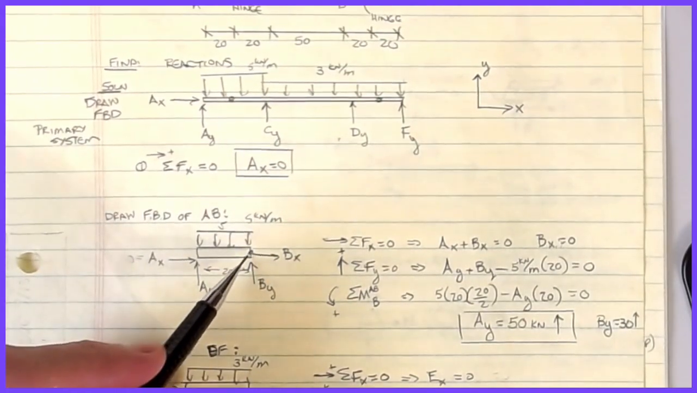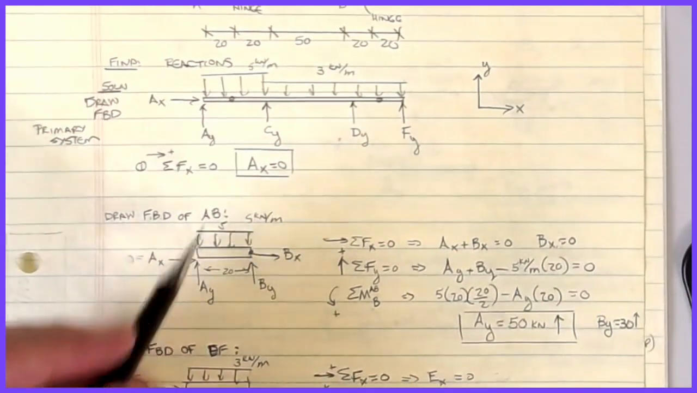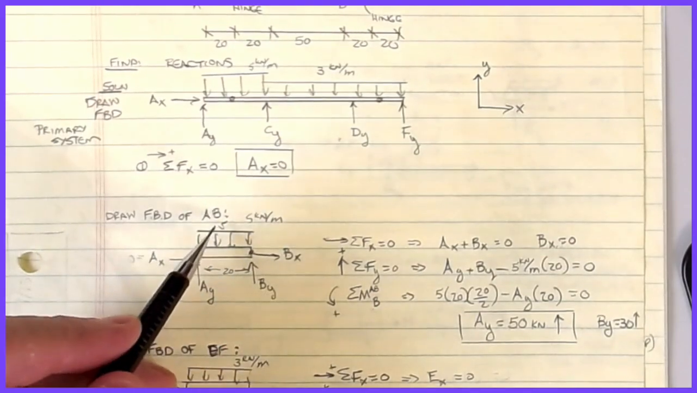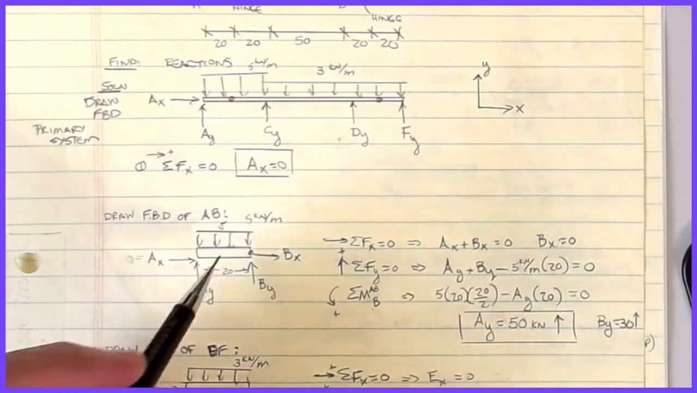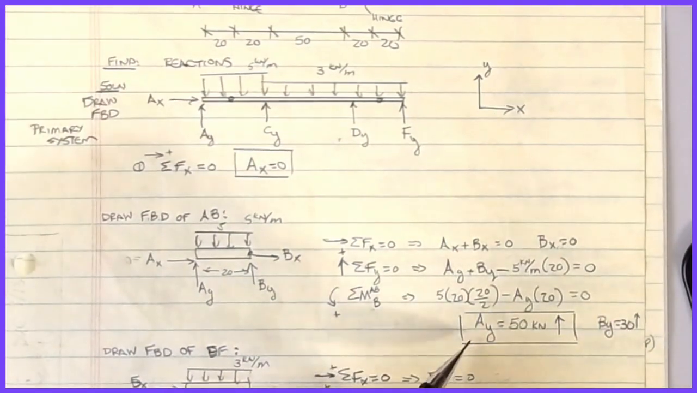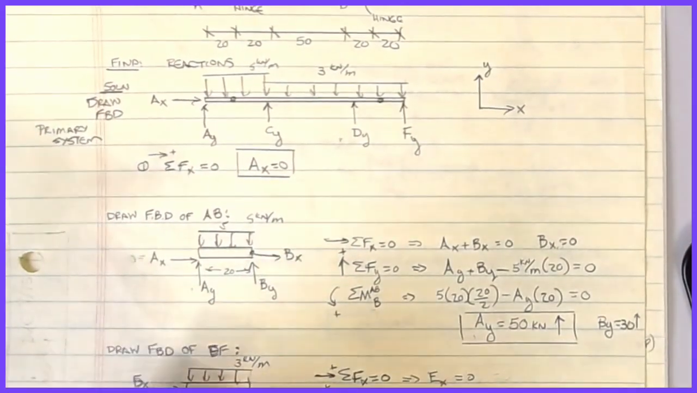Okay, so the only thing I have then is a sum of moments, so it's 5 times 20, that's at the centroid, so that's 20 over 2. Okay, and it's wanting to go counterclockwise, which is positive, and then I do AY times 20 going clockwise, which is a negative, equal to 0. That gets me that AY is 50 kilonewtons. Okay, it's a positive, so it's in the direction of what I assumed.